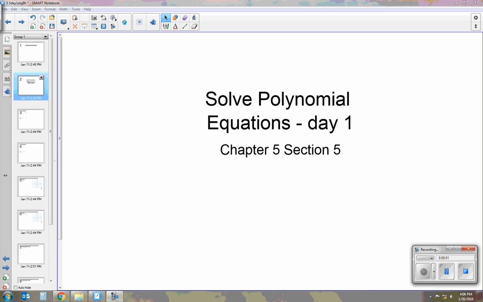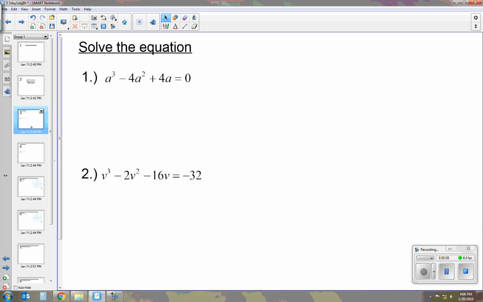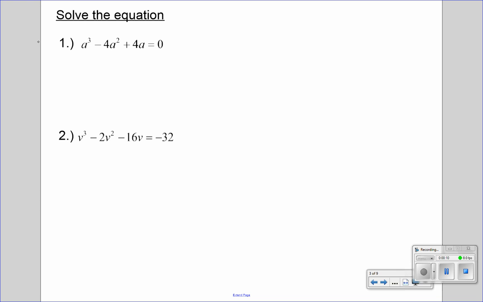We're going to be talking about solving polynomial equations, and this is day 1 of chapter 5, section 5. First off, we can solve this polynomial equation by factoring. So what we can do is factor out the common monomial, which is a, and we get a squared minus 4a plus 4 equals 0. And now we can also factor that to be (a minus 2) squared.